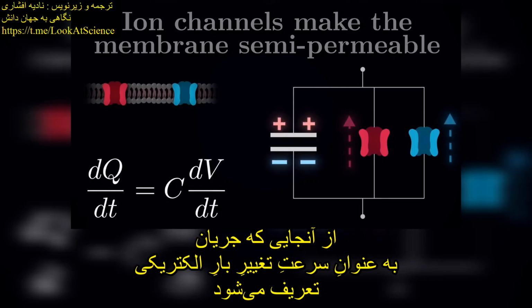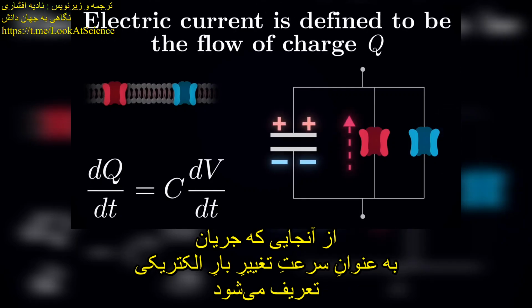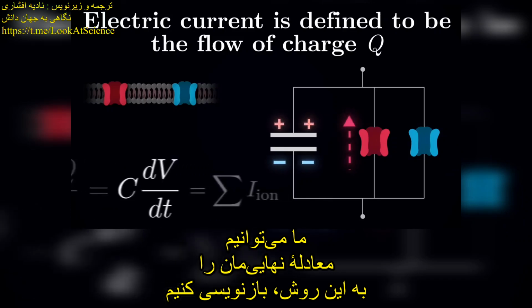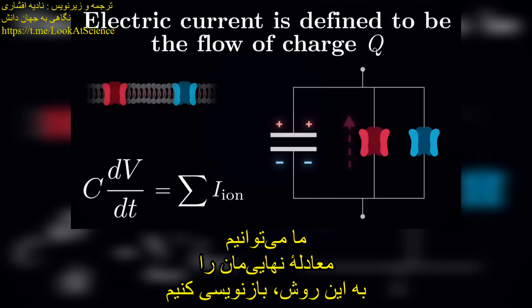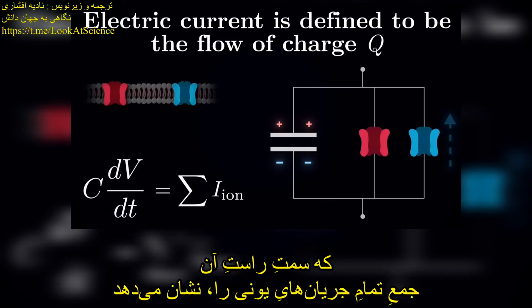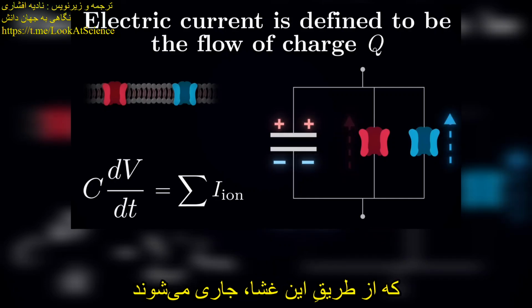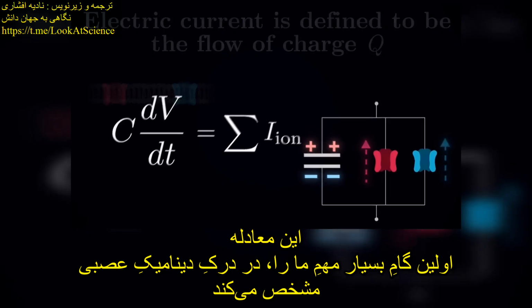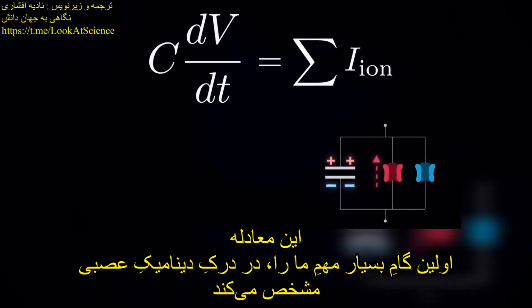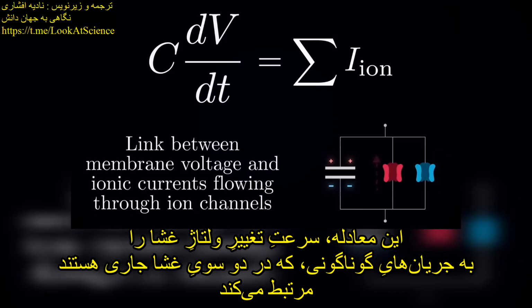Since current is defined as the rate of change of the electric charge, we can rewrite our final equation in the following way, where the right-hand side represents the sum of all ionic currents flowing through the membrane. This equation marks our first crucial step in understanding neuronal dynamics. It links the rate of change of membrane voltage to the various currents flowing across the membrane.